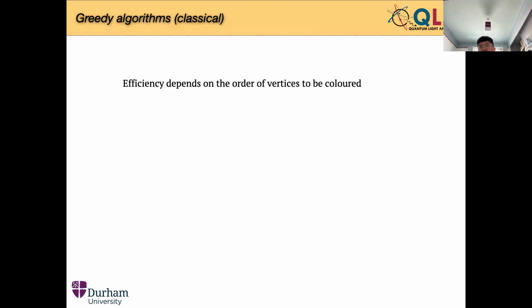Because you color the vertices one by one, the next vertex to be colored is very important. If you choose the proper order, it might offer you a very fast approach to solve the graph coloring problem. But if you choose the wrong order, it might take you a lifetime to solve the problem. So the order of the vertices to be colored is very important.